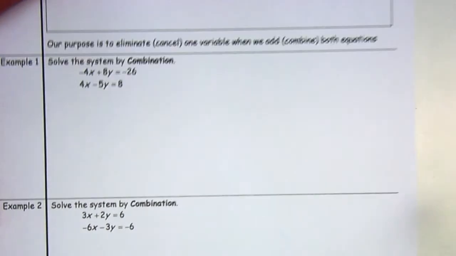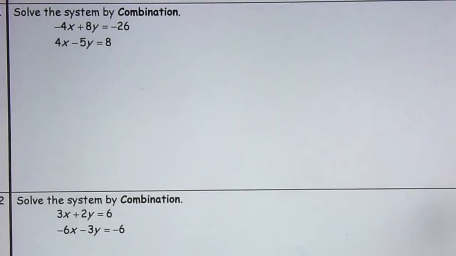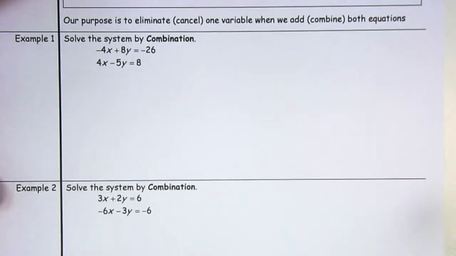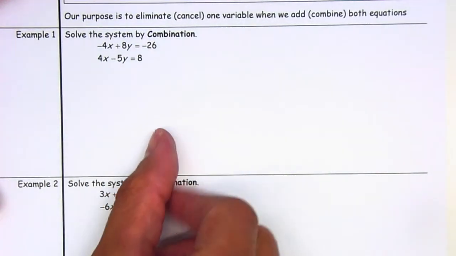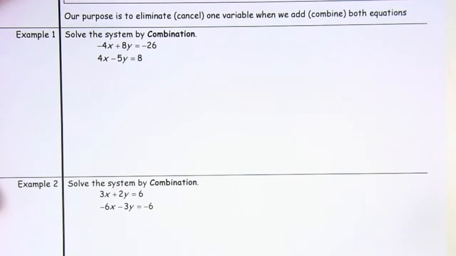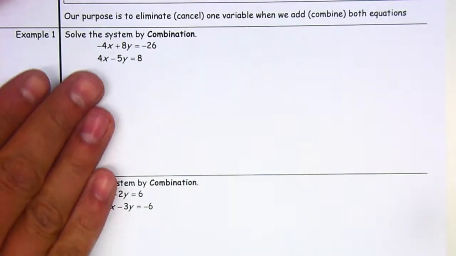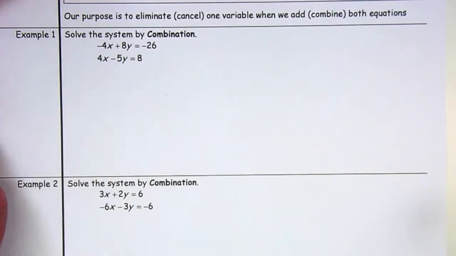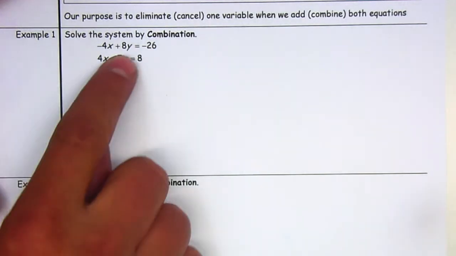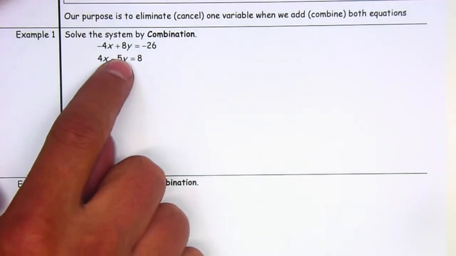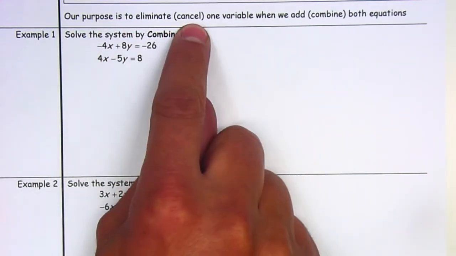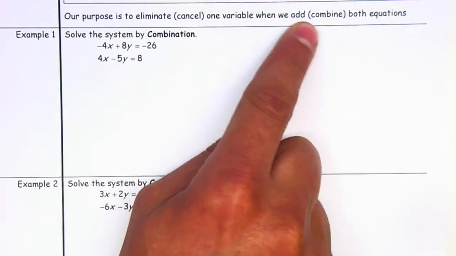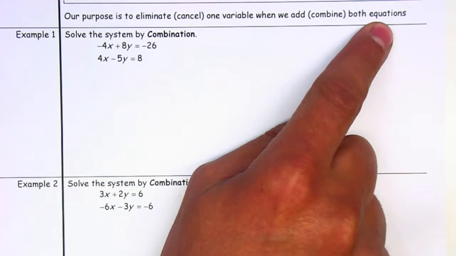Now, another thing that we can try is to solve it by graphing. But if we solve by graphing, it might give us a fraction, so it'll be hard to identify exactly the point of intersection. So we're going to do it algebraically by combination, because there's no x by itself or y by itself. Now, our purpose is to eliminate or cancel one variable when we add or combine both equations.